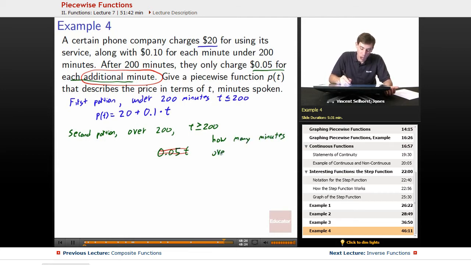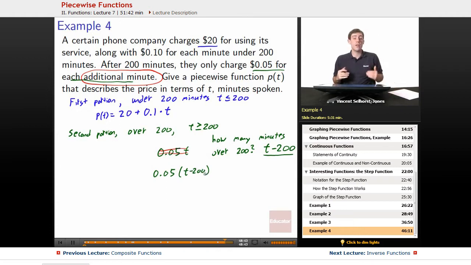Well, that's not too hard. We know that we have t minutes total. We know that we're already over 200, so it's going to be the number of minutes we've talked minus 200. So t minus 200 is the number of minutes over 200. So it's 0.05 times t minus 200. Now, that's the amount of additional money that will be on top of some lump sum.